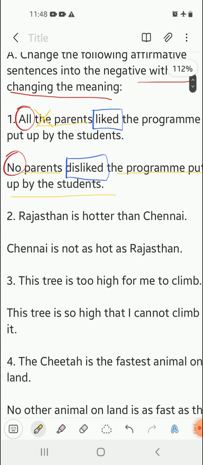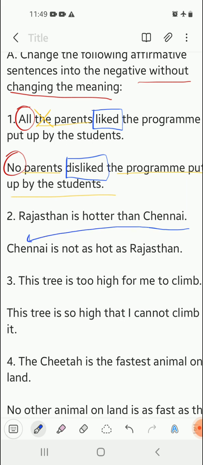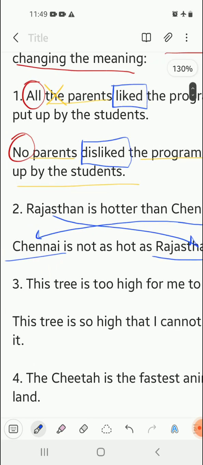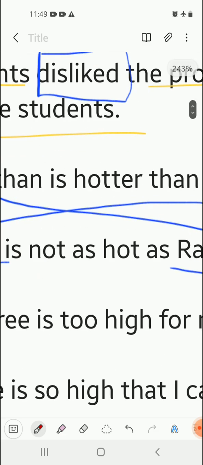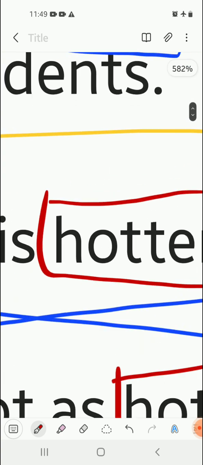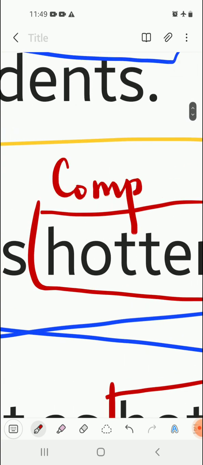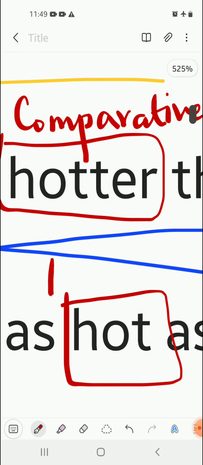So we will reverse the sentence. We will bring Chennai first and then Rajasthan at the end. And then we are going to add not. So we will write Chennai is not as hot as Rajasthan, which means the degree of comparison of the sentence is changing. Previously it was hotter, that is, we were using the comparative degree, and now in the answer we are using the positive degree. So this is the change.